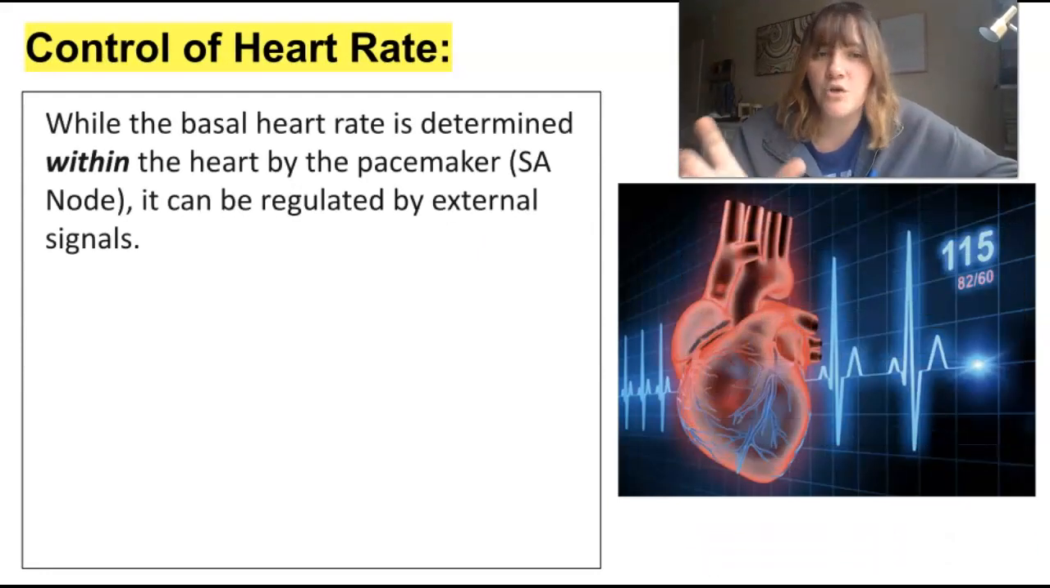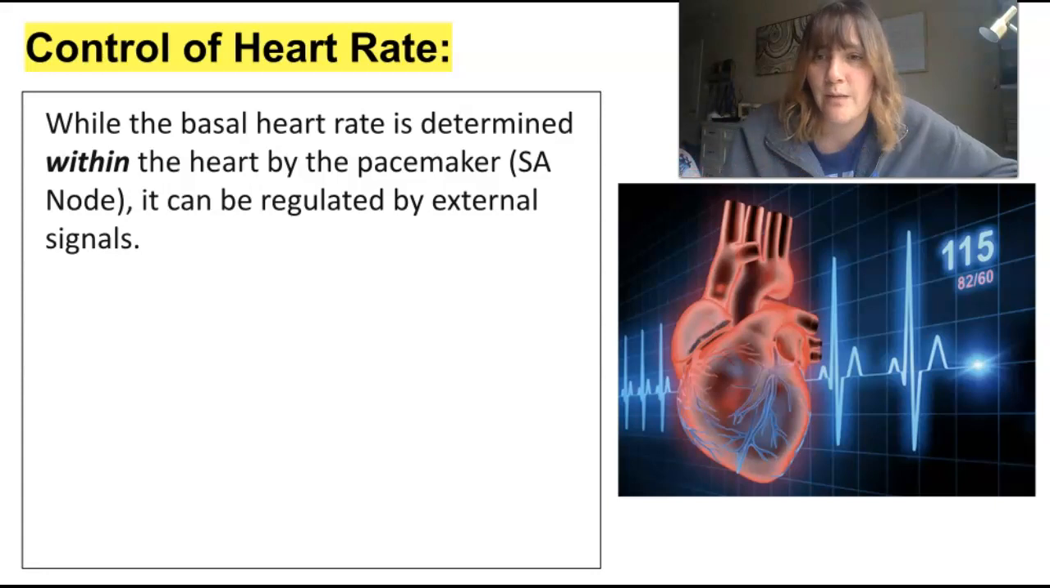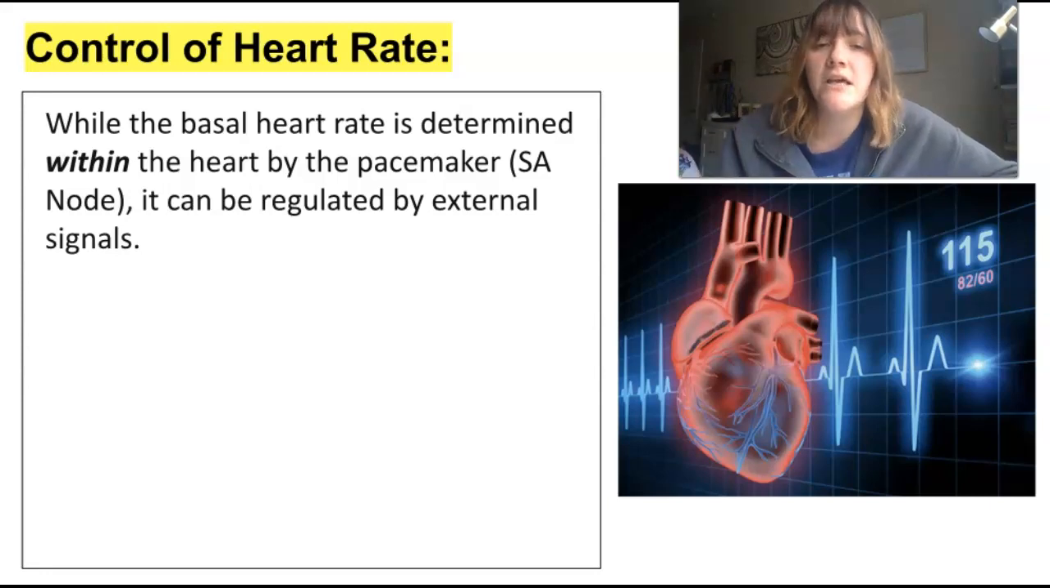So while the basal heart rate is determined within the heart, which we learned last time, how that's a really cool function of the heart, is that it's not controlled by brain signals. It's controlled within its own heart muscle cells by the SA node. The actual speed of the heartbeat can be regulated by external signals. And that should make sense to you.